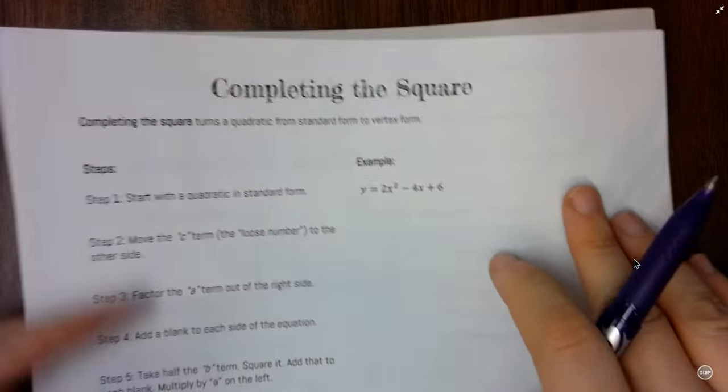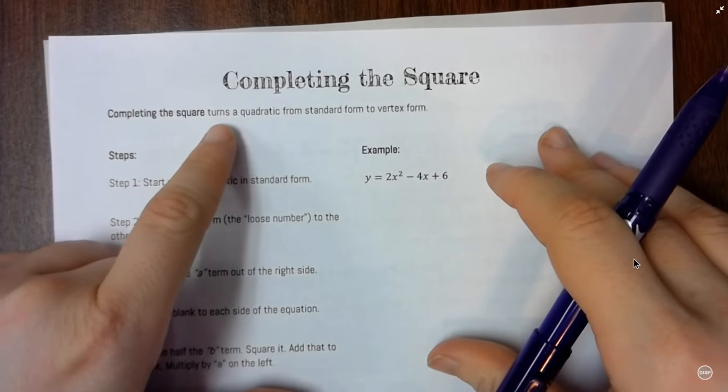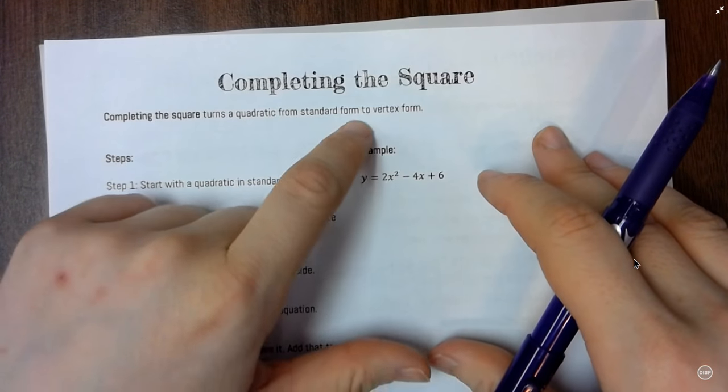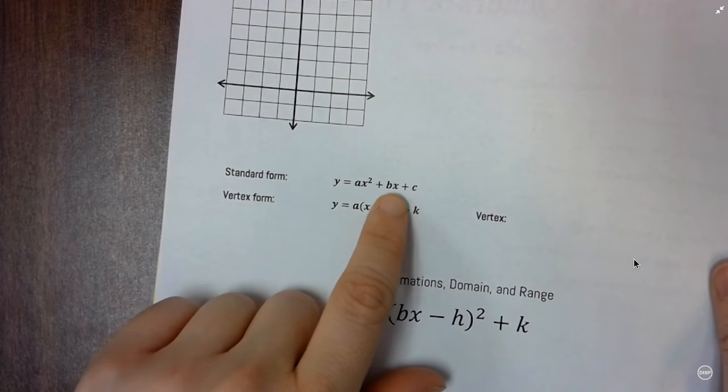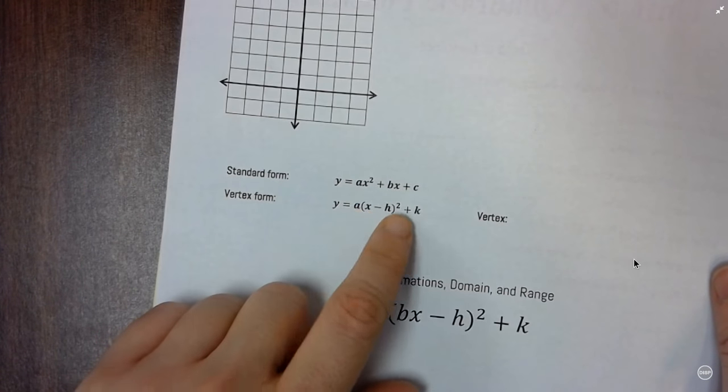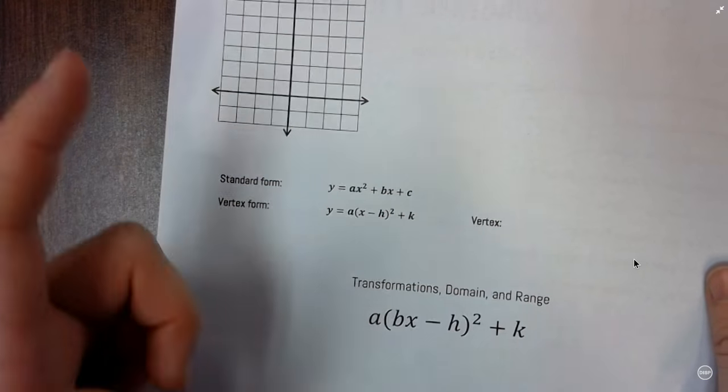This is on page 4 of your notes. So completing the square turns a quadratic from standard form to vertex form. Remember from your very first notes that we did this unit, we're going to be turning this form into this form, which is a whole lot easier to do things with.